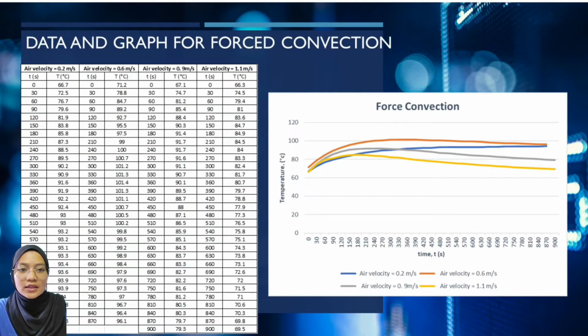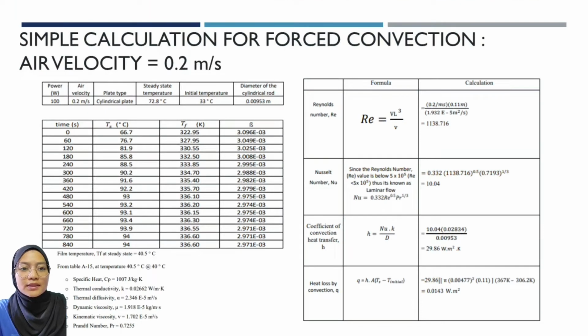Next, the data and graph for forced convection. This is the sample calculation for forced convection, air velocity at 0.2 meter per second. Okay, from the table, I have calculated the film temperature and volumetric thermal expansion coefficient.